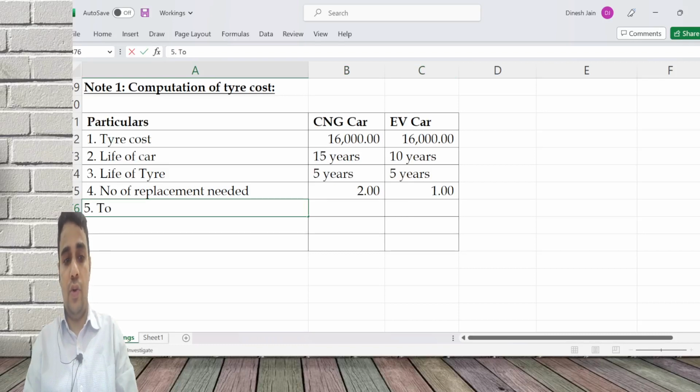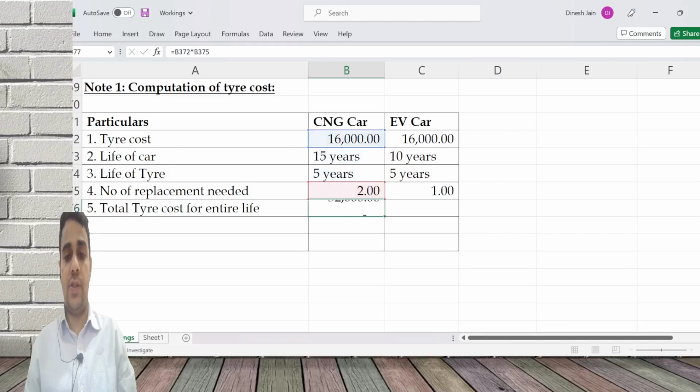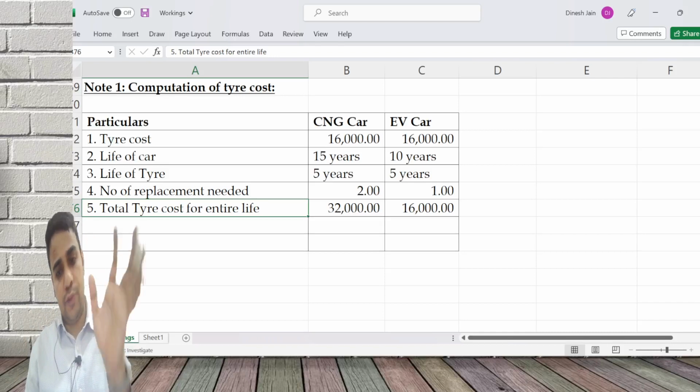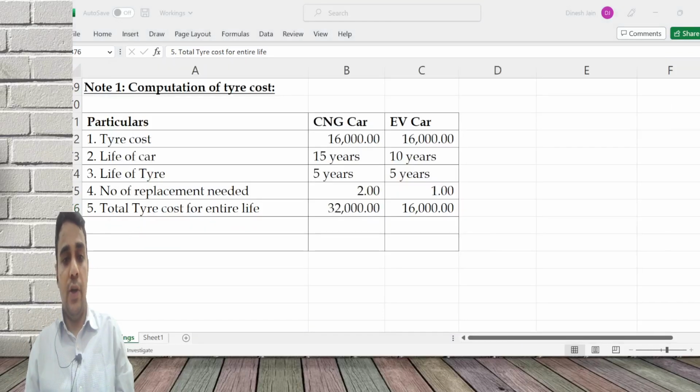Total tire cost for the entire life: 16,000 into 2 times, 16,000 into 1 time. For the entire life of the car, 2 times replacement, 32,000 spent. 1 time replacement, 16,000 spent.